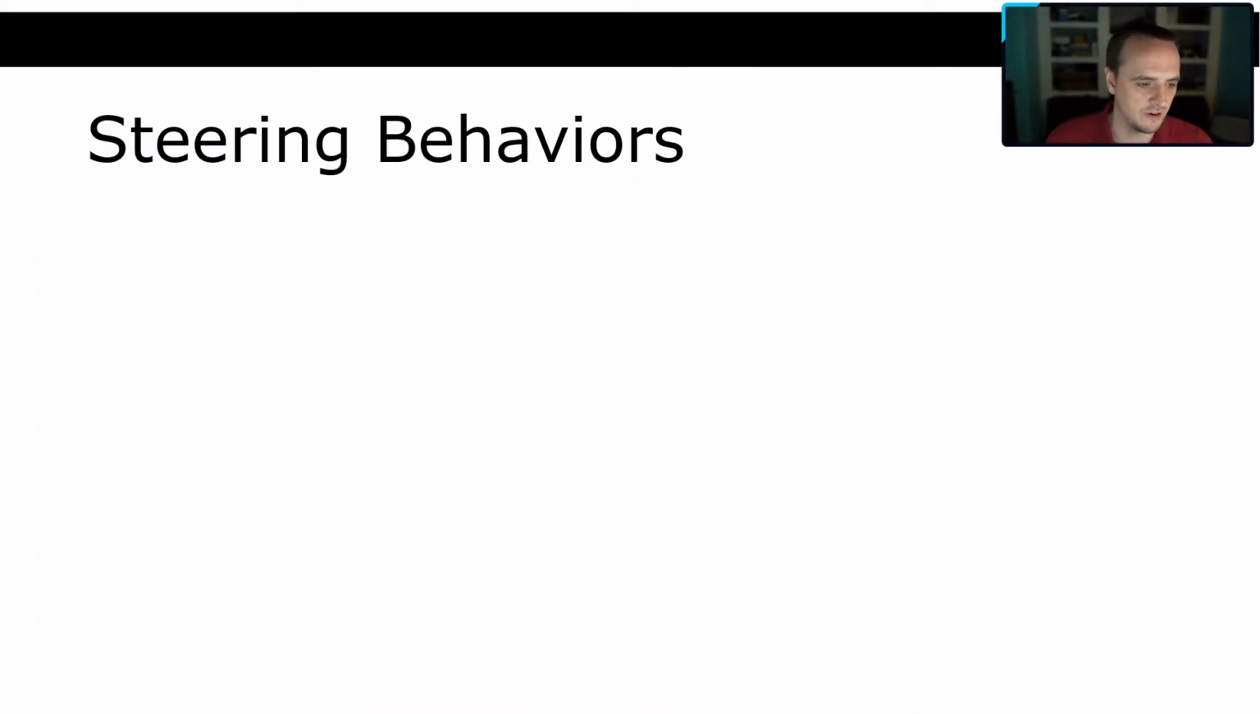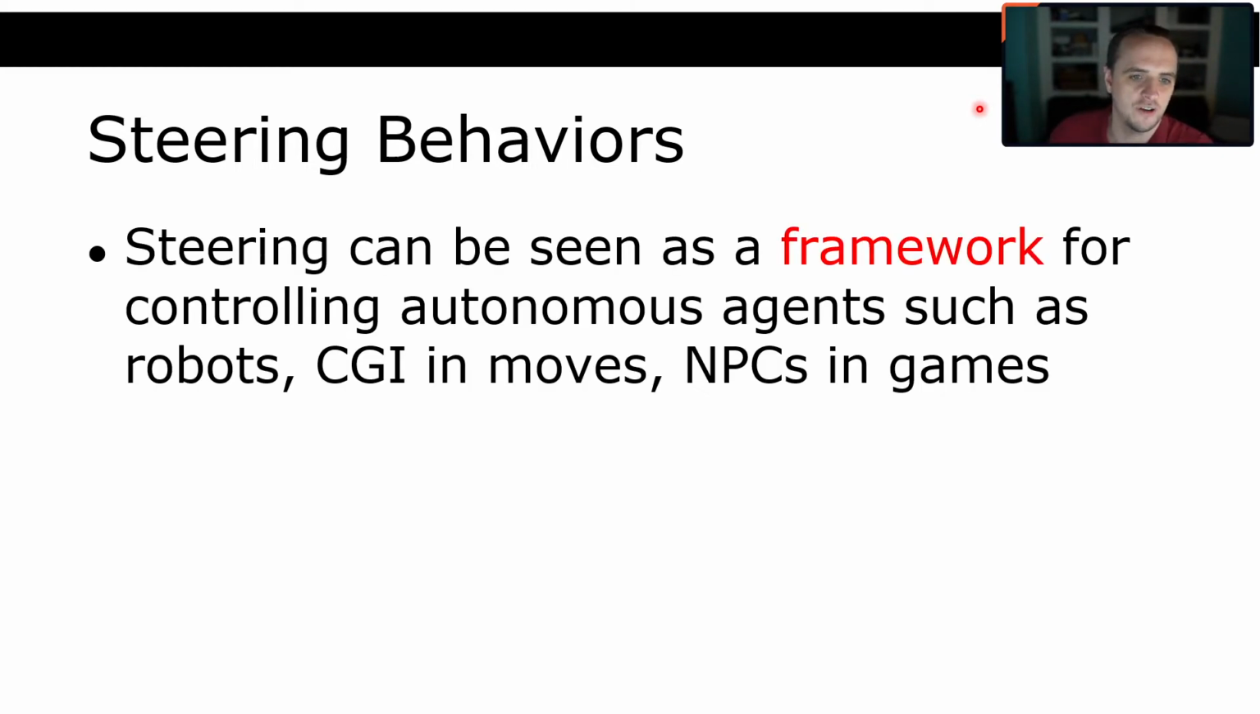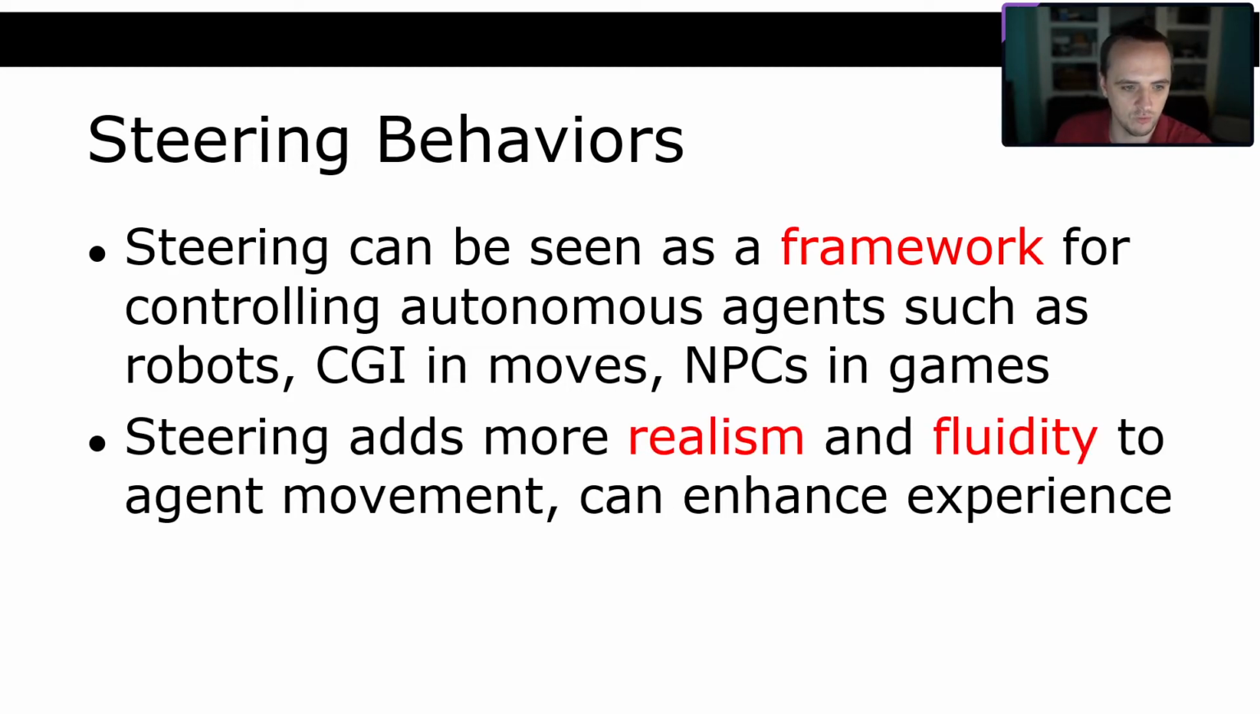Next, we're going to talk about steering behaviors. And steering behaviors are a part of your project, okay? So you will have to implement some sort of steering behavior on your project. Steering can be seen as a framework for controlling autonomous agents, such as robots, CGI in movies, or NPCs in video games. Steering is going to add more realism and fluidity to agent movement, and it can really enhance the overall look and feel and experience of your game.